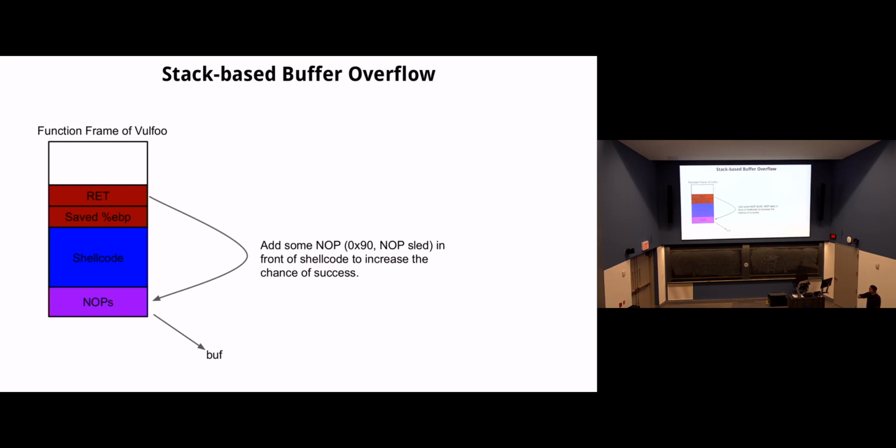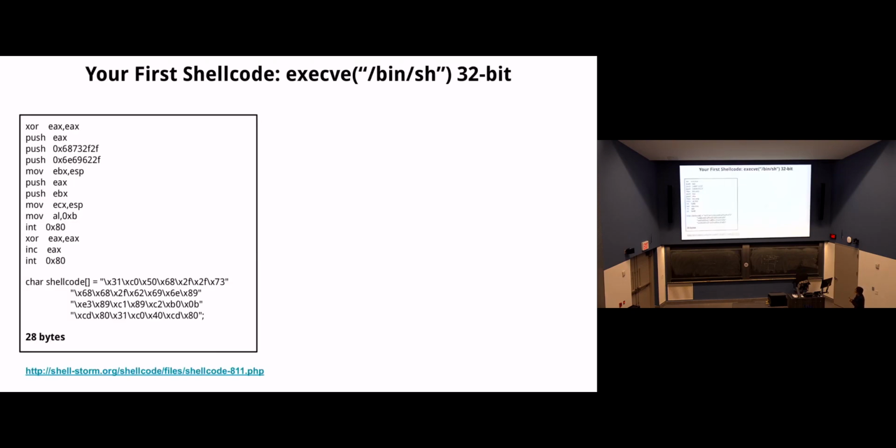So we only need to guess where that sled is. We just need to jump to the middle of the sled, okay? So we don't need to know the exact location of the shellcode. So next we are going to look at real shellcode, only 28 bytes.